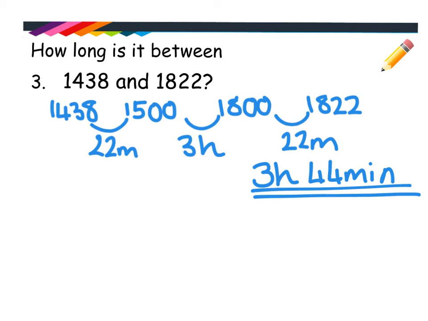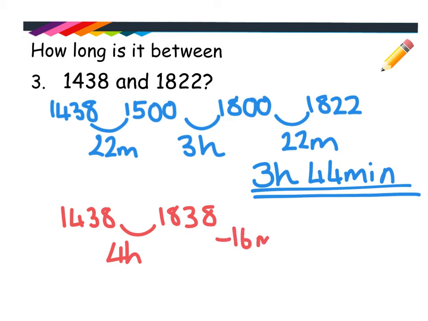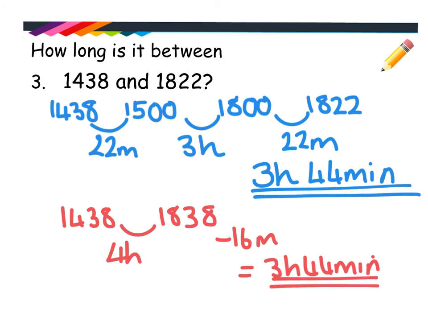Again, just to show you another method that some pupils might do, they might say, okay, 1438 until 1838 is exactly 4 hours. But for 1838, you do 38 take away 22. I've gone 16 minutes too far. So we need to take away 16 minutes. It gives you 3 hours 44 again. I don't particularly like that method as much when it comes to not so easy times. So there are 3 different styles of time interval questions.